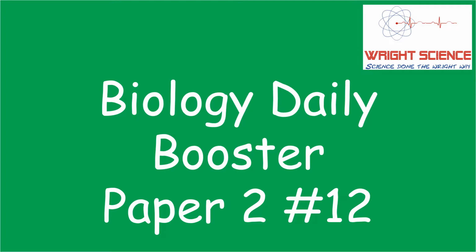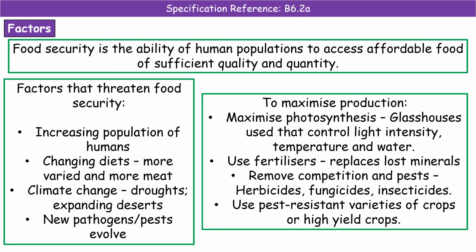This is number 12 in our Paper 2 series, and it is not listed on any of the advanced information for either foundation or higher biology. However, that does not mean that it won't come up as at least a question on the paper, so worth watching just in case. What we're going to be looking at in this part is all about producing food to meet the needs of our population.